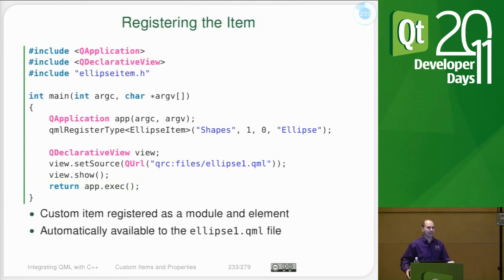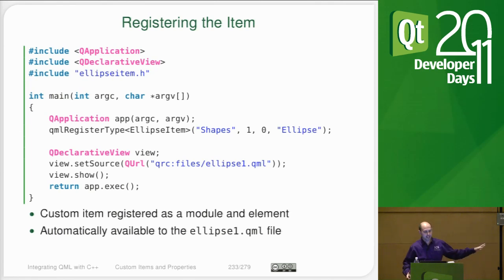What we have in main, instead of exporting a C++ instance of something, we're actually using this macro function, qmlRegisterType, to register a type into the QML runtime. And we are exporting the EllipseItem class. And we're putting it in the shapes module, major version 1, minor version 0. And the name of this item is going to be Ellipse. Notice that the names don't have to match.